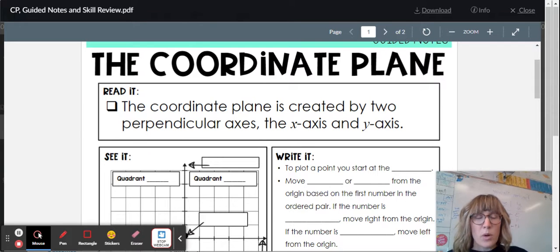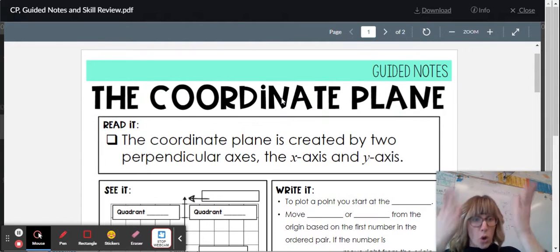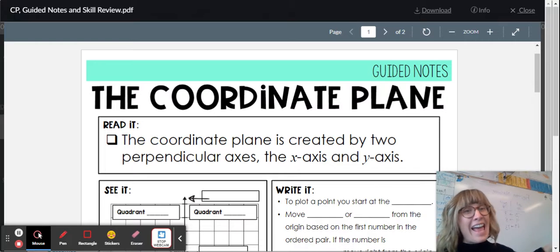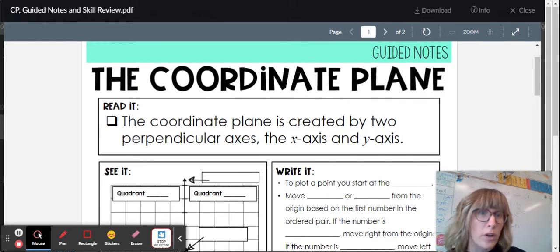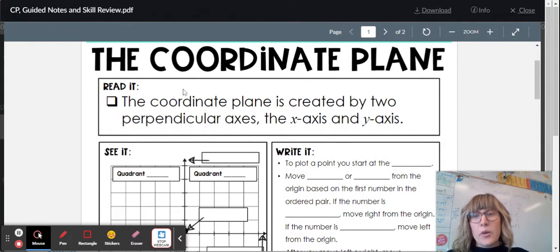Hello, team. So we are here in the land of the coordinate plane, and we're on this guided notes page. Make sure that you have this in front of you as we work through this together. Here's an overview, in math language, of what the coordinate plane is.